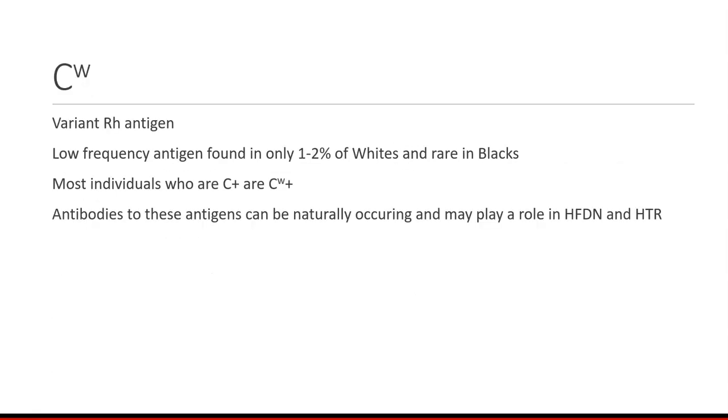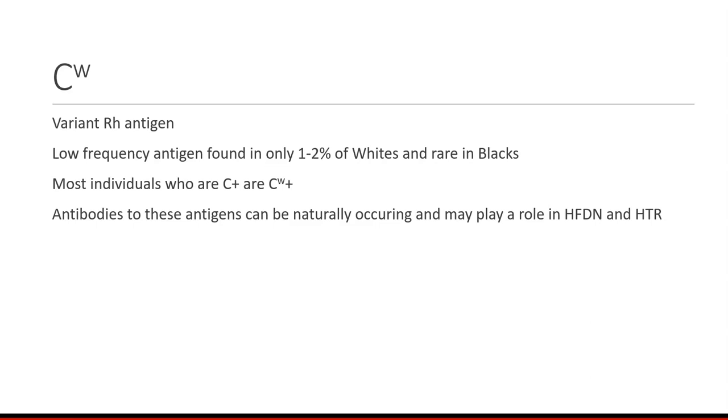CW is a variant Rh antigen. It's very, very low frequency, meaning it's found in a small percent of the population. In this case, 1 to 2% of the whites and rare in blacks. Most individuals who are big C positive are also CW positive. Antibodies to these antigens can be naturally occurring and may play a role in hemolytic disease of the fetus and newborn or hemolytic transfusion reactions.